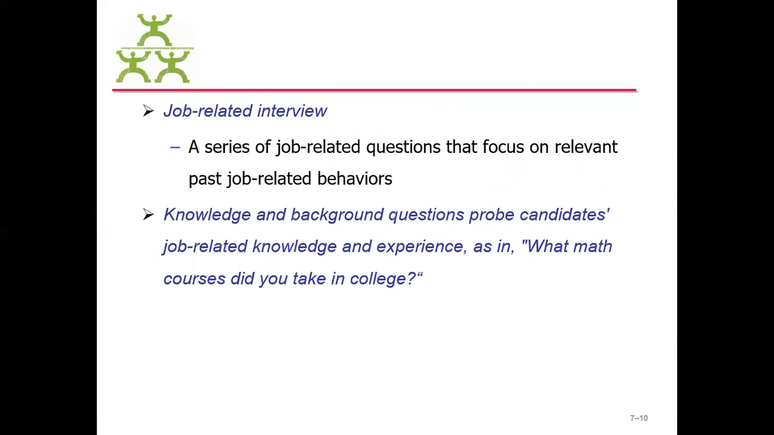Job-related interview, as the name suggests, is a series of job-related questions that focus on relevant past job-related behaviors. Knowledge and background questions probe candidates' job-related knowledge and experience, as in, what math courses did you take in college? So, for example, you are an interviewer and you want to hire a particular person for the job of a mathematics lecturer. So you may ask the candidate, what math courses did you take in college? So you are actually asking about the experiences of that particular candidate in that particular position or area.